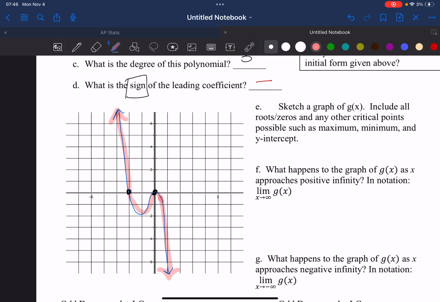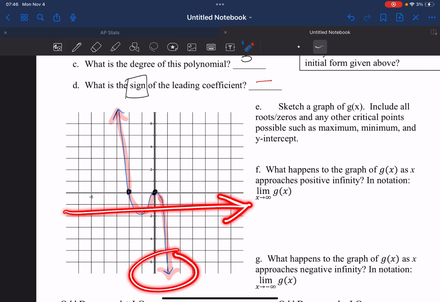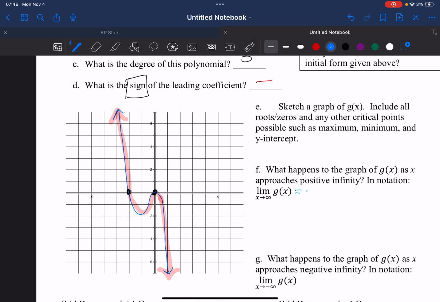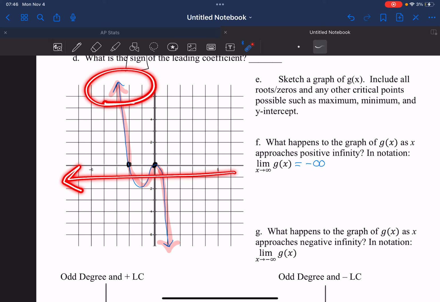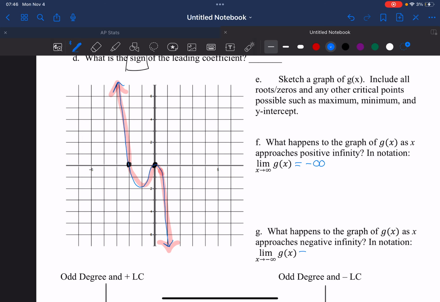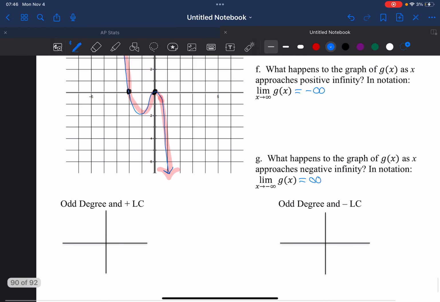Part F says what happens to the graph as x approaches positive infinity. As we go towards positive infinity, looking at the endpoint that corresponds to that, it's going down, so it's going to go towards negative infinity. What happens to the graph as x approaches negative infinity? Now we're going towards the left, looking at the endpoint that's at the top, it's going up, so it's going to go towards positive infinity. So what we just talked about was an odd degree, because our degree was 3, and 3 is an odd number.